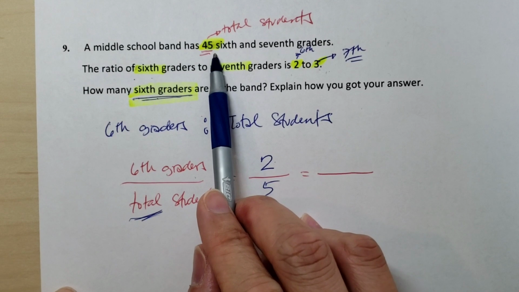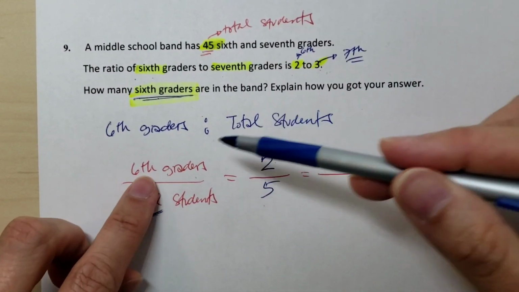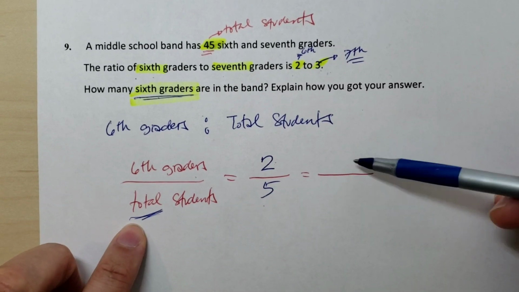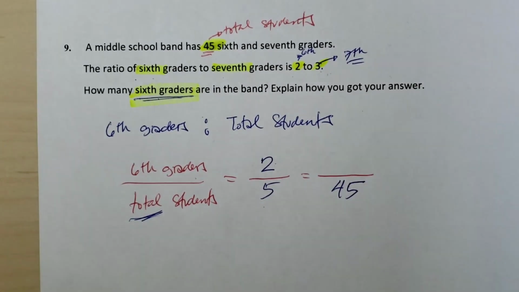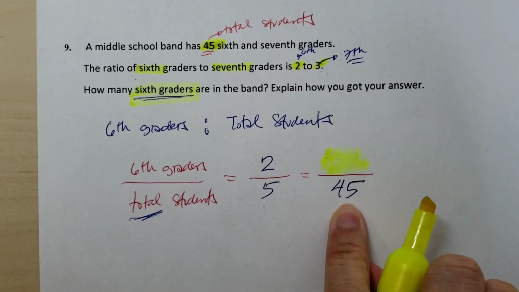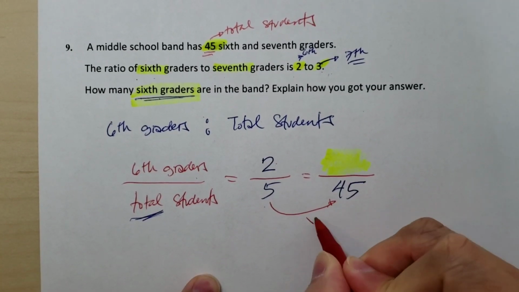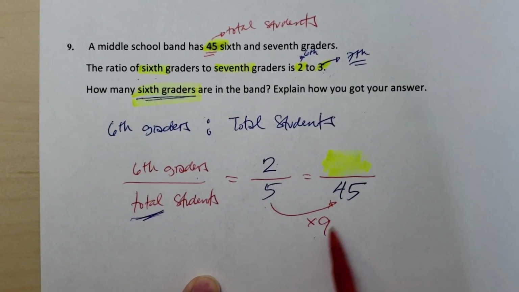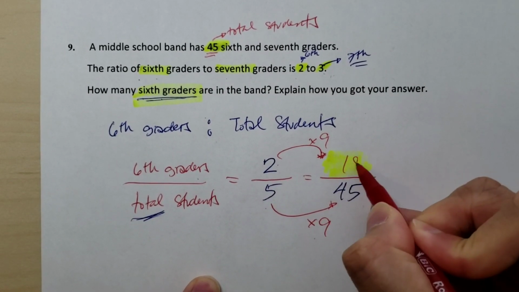Now it says 45, 6th and 7th. So where should we put this value 45? Is it on the 6th graders or is it on the total students? It should be under the total students, 45. Now let's use mental math. We're looking for the number of 6th graders if there are 45 total students. So what did we multiply to 5 to get 45? Yes, times 9. 5 times 9 is 45. That means 2 times 9 gives you 18.